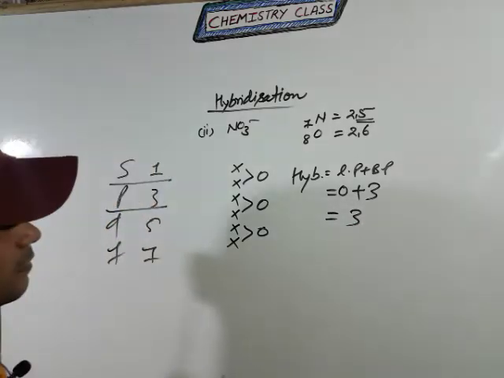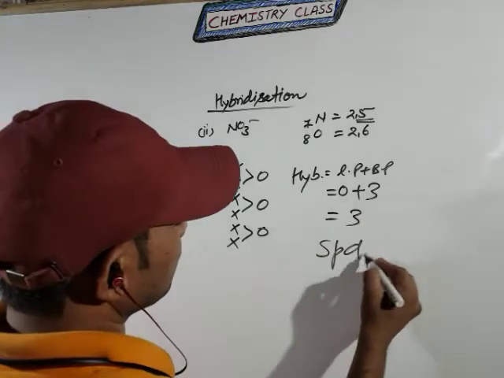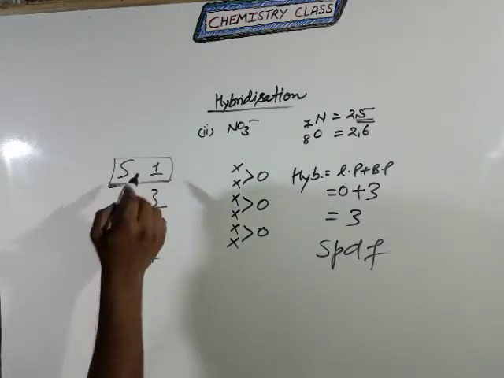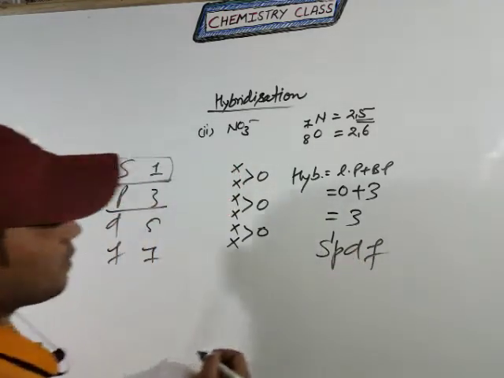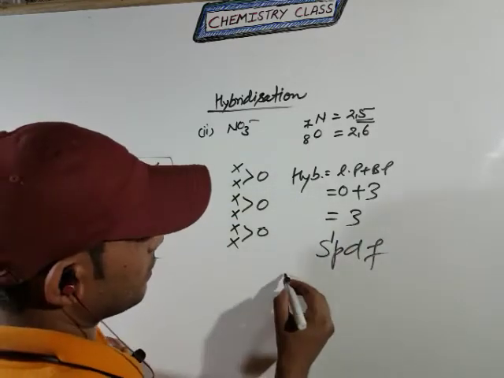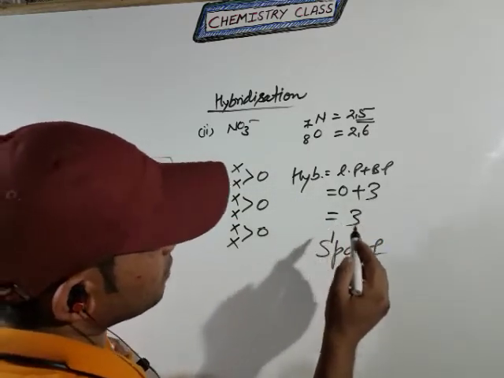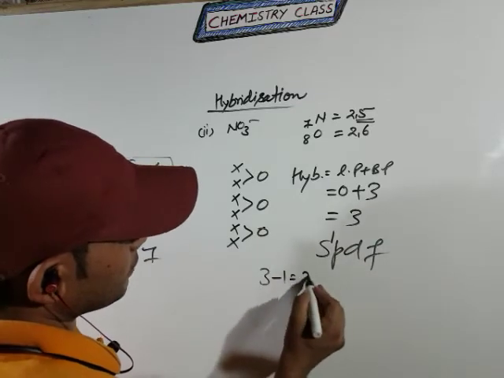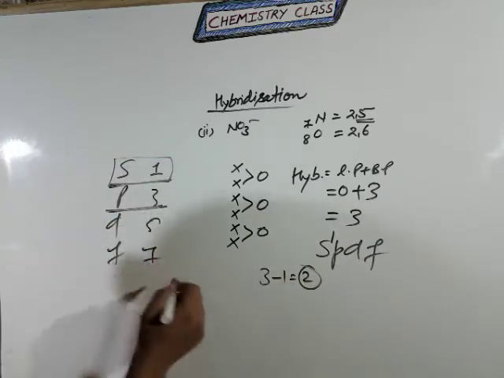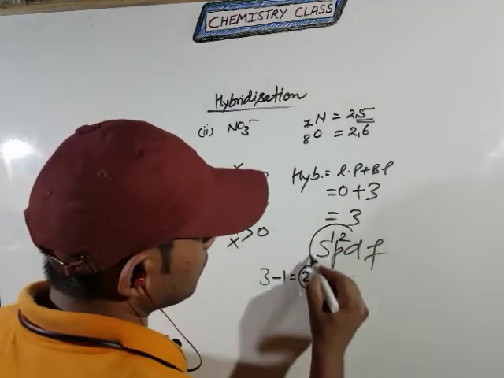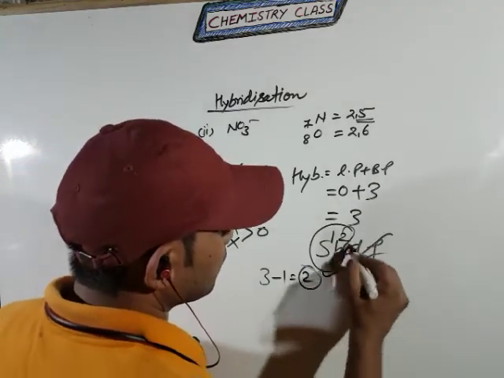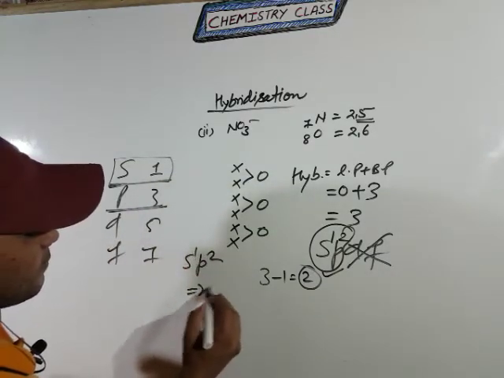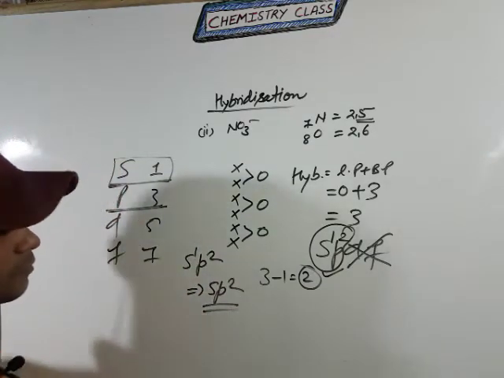So the total is 3. Simply write the SPDF. The S orbital is maximum 1. Clear? And here the total of lone pair and bond pair is 3. If you subtract the S, it comes to 2. So how many P orbitals are required? 2. This is your answer, and you cut this portion. So it will be S1 P2, that means sp2.